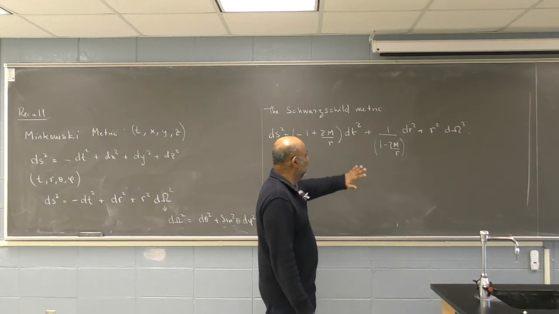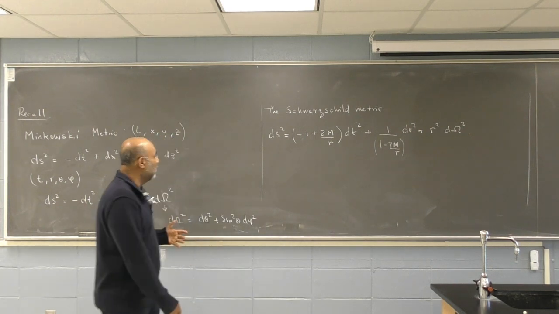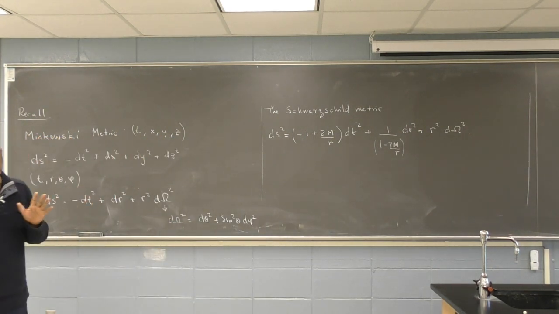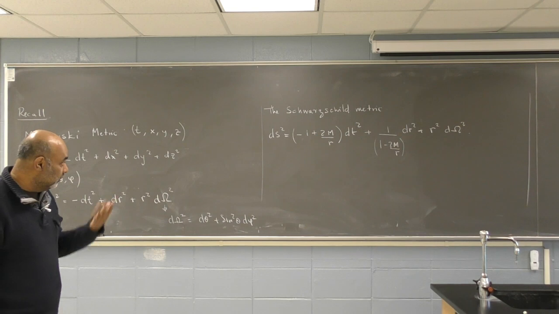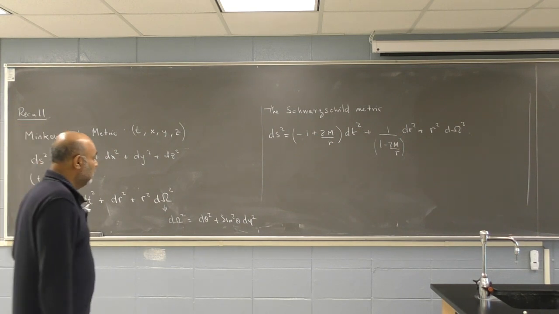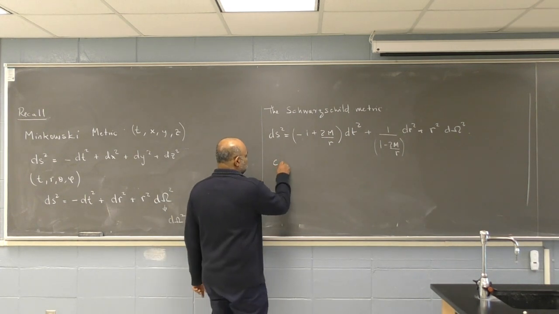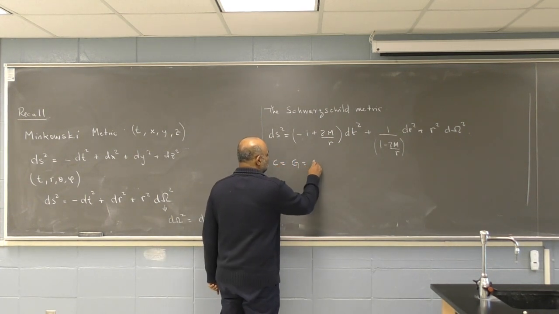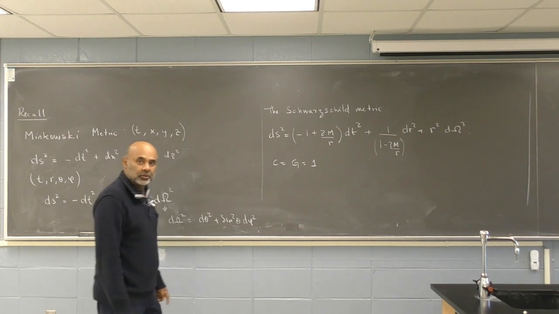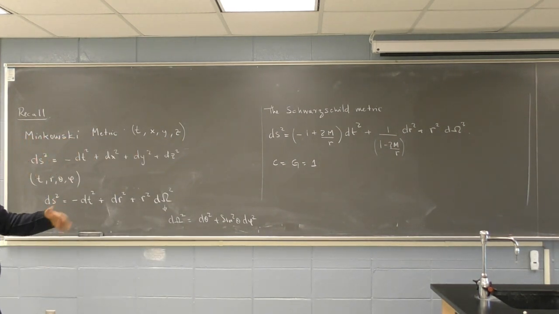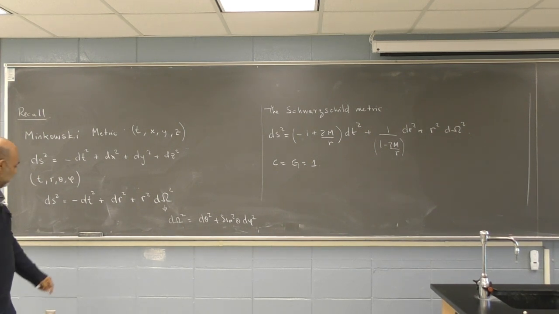I write this just to make a comparison of what the main topic of our lectures would focus on, Kerr geometry. Notice in all of these metrics I have set c equals G equals 1, and I'll continue to do so. Very often it's easy to resurrect these things as needed, but we'll do it as needed.